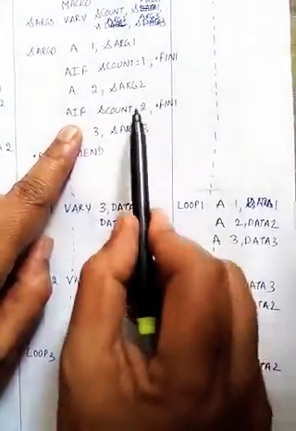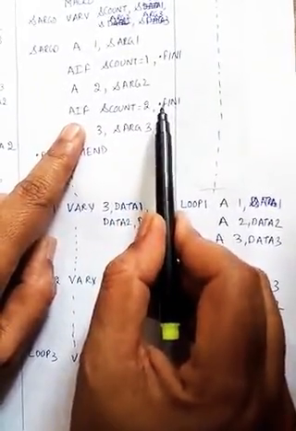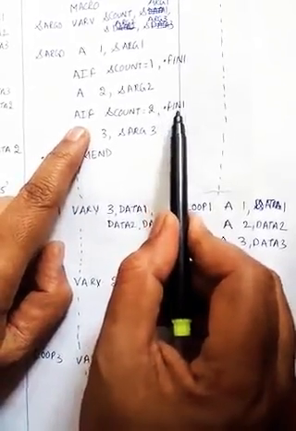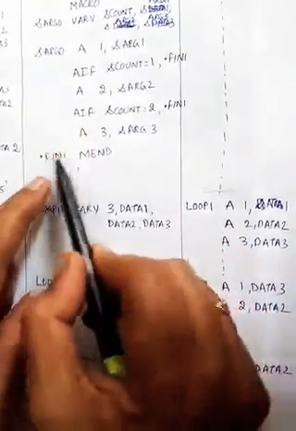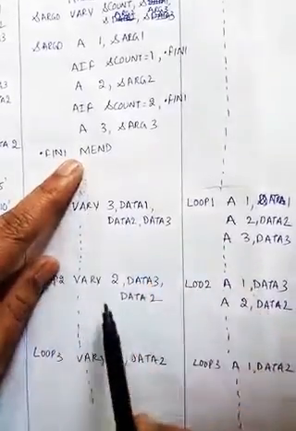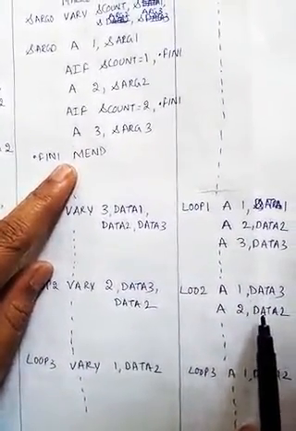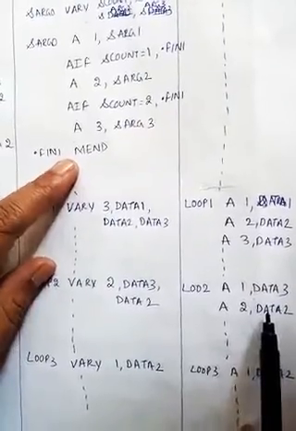Then it goes to the instruction which has the sequence symbol .FINI in the label field. Where is this .FINI? It is at MEND. That means it is the end of the expansion. So you have got only two instructions.